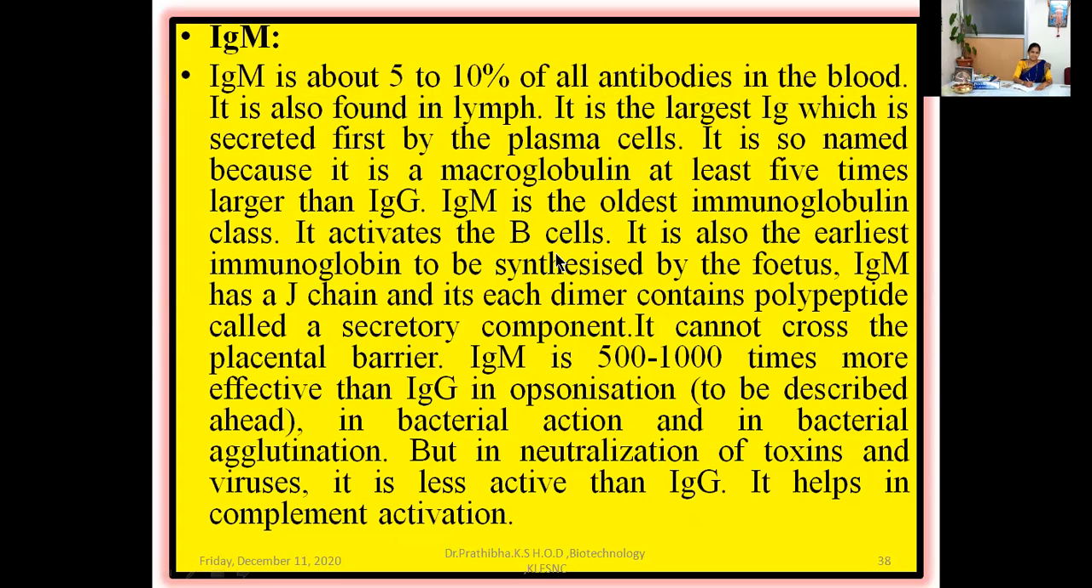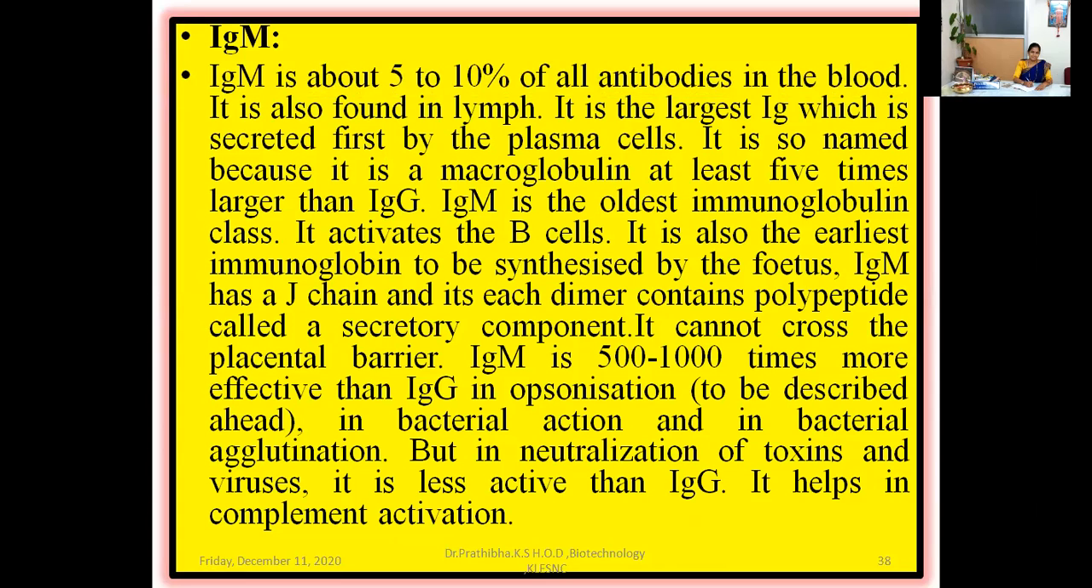It activates the B cells. It is also the earliest immunoglobulin to be synthesized by the fetus. IgM has a J chain, and its dimer contains a polypeptide called a secretory component, like an S shape. It cannot cross the placental barrier.